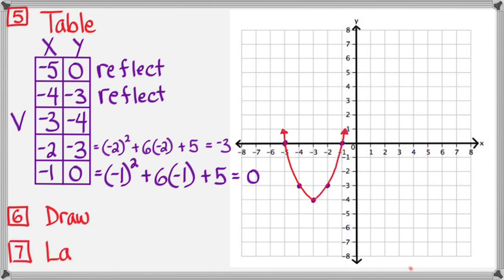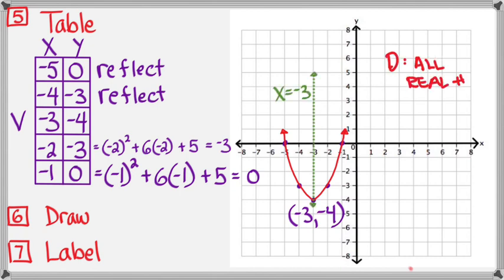And label. I have my axis of symmetry, x equals -3. I have my vertex there. My domain is all real numbers, and my range is -4 or greater, so greater than or equal to -4, which is a minimum. I know I kind of went through that quickly. When you're doing it, you should pause the video as you need to, obviously.